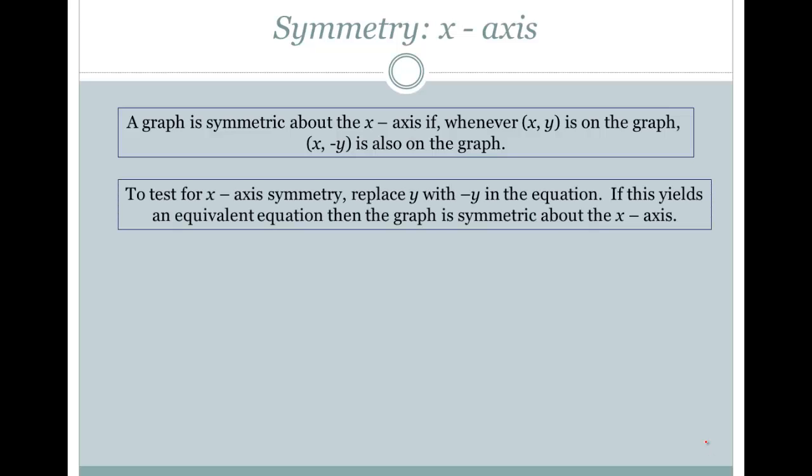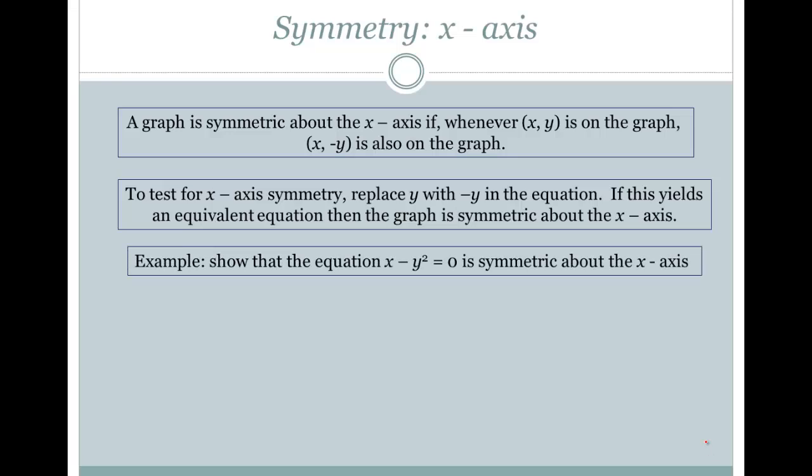So if I want to test for x-axis symmetry, I want to replace y with negative y in the equation. So wherever I see a y, I'm going to replace it with a negative y. And if I get the same equation back, if I get an equivalent equation, then the graph is symmetric about the x-axis. Sounds confusing, but it really isn't. Let's do an example, and then you can see what I'm talking about.